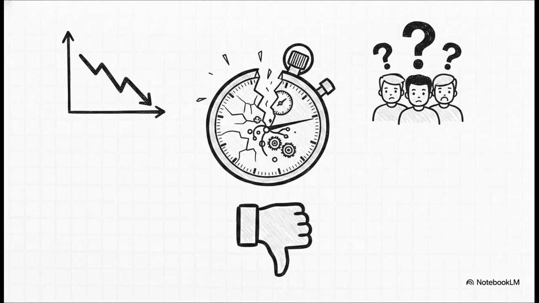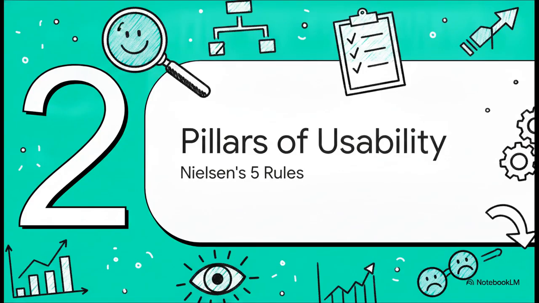If you skip this step, you're going to pay the price later through giant mountains of customer support tickets and needing to provide extra training just to help people use your confusing system. You'll lose your competitive advantage as users flock to easier alternatives. You'll damage your brand's reputation, and you'll severely waste everyone's time, both your employees and your clients. Moving right along to Section 2, the 5 pillars of usability.